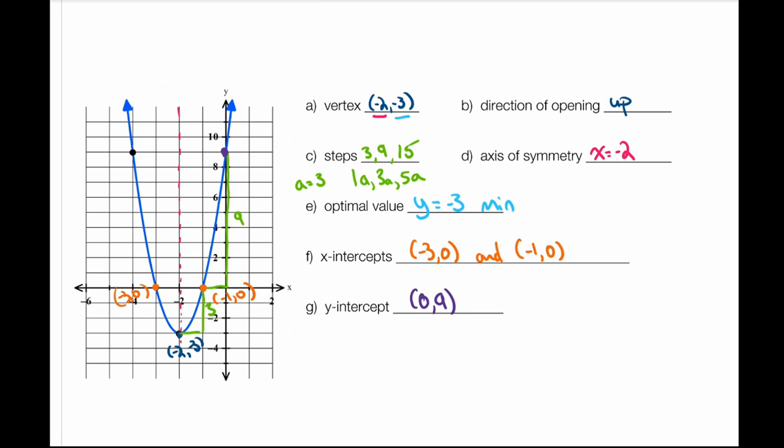The axis of symmetry is x equals -2. Again, we get that from the x value of our vertex, as well as we draw our imaginary vertical line. The optimal value comes from the y value of the vertex, or -3, and it is a minimum because it is opening up. So it is that lowest point. The x-intercepts are -3 and -1, and our y-intercept is at 0, 9. So again, those were the key points of this quadratic.